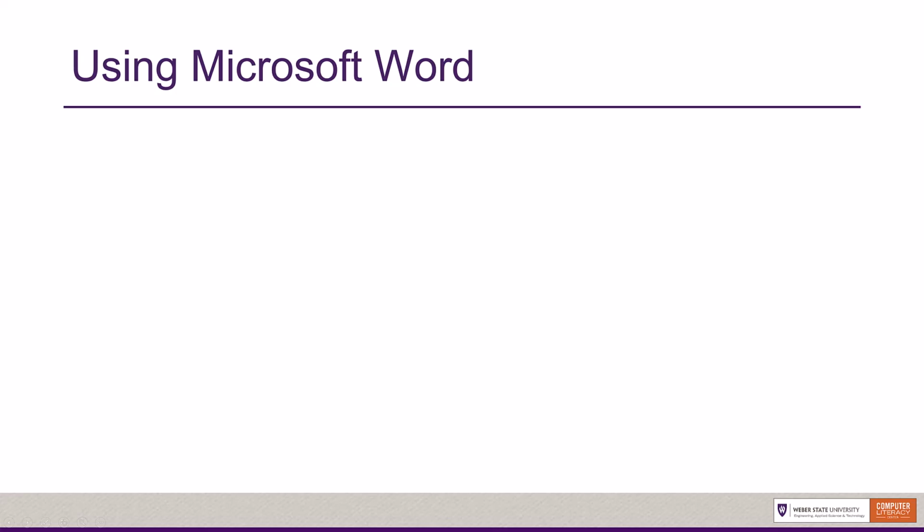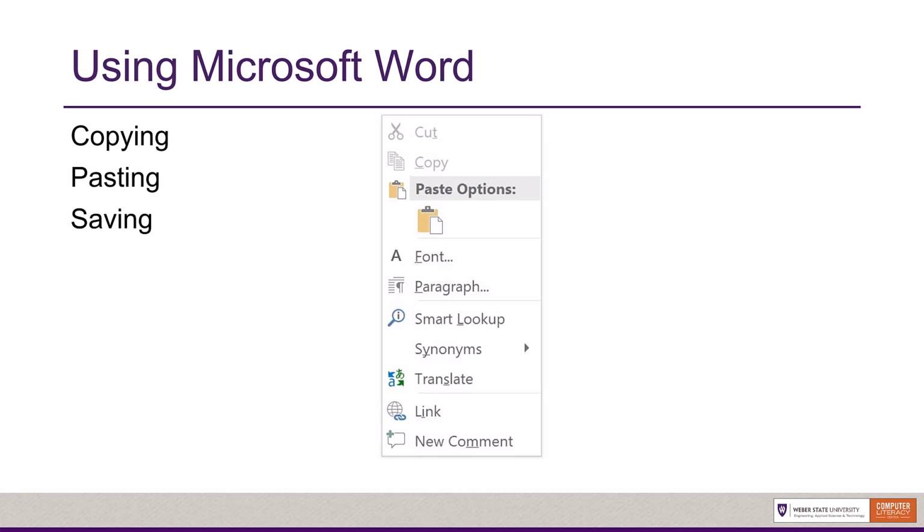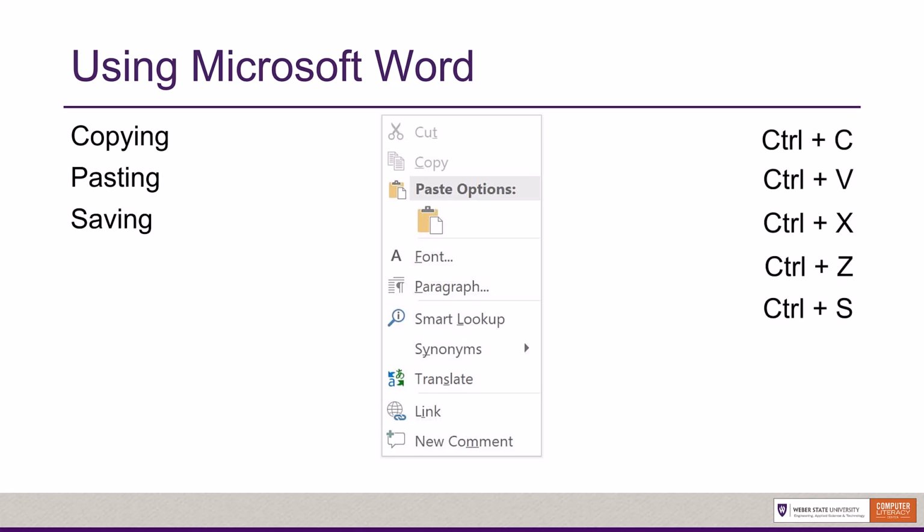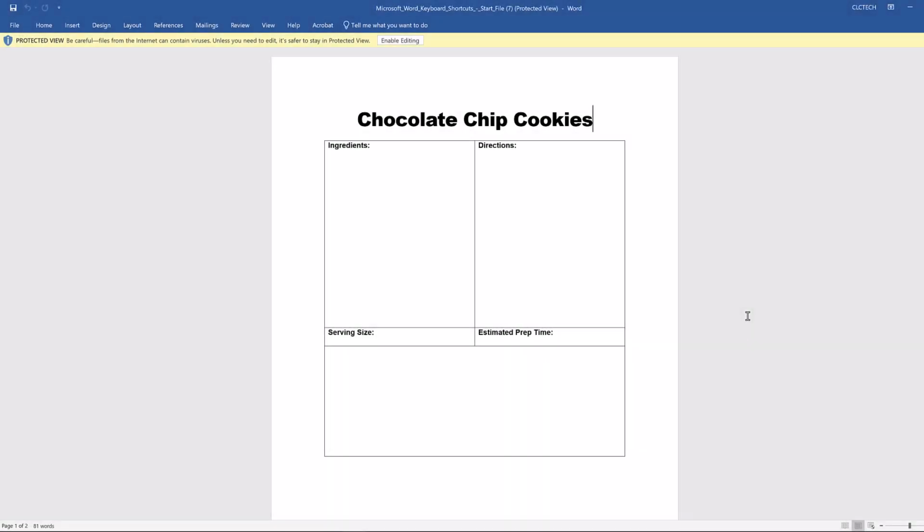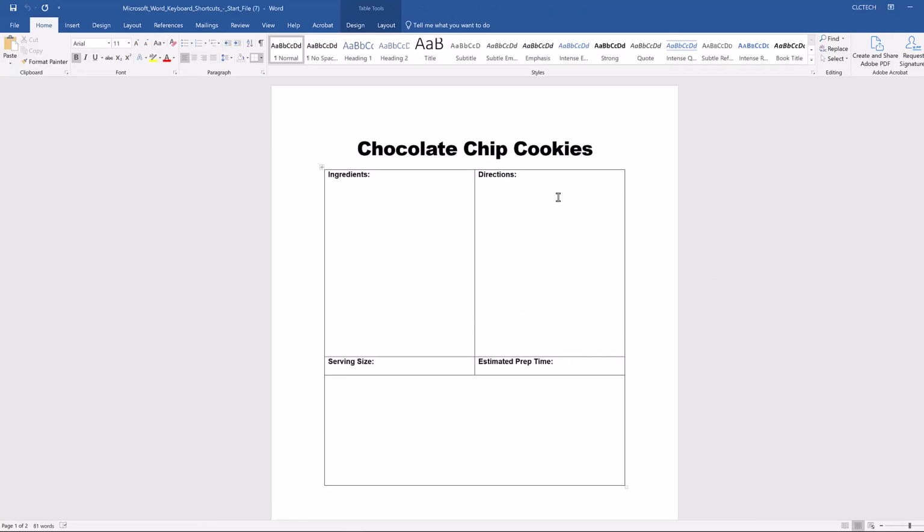When using Microsoft Word, there are some tasks that you will repeat often, such as copying, pasting, and saving. Typically, you would have to click through menus to perform these actions, but keyboard shortcuts provide a quicker alternative. If you'd like to follow along with the instructions, open the Start file bundled with this video. Once the Start file opens, you will see a yellow bar across the top of the document with a button that says Enable Editing. Click this button, and now you can edit the document.